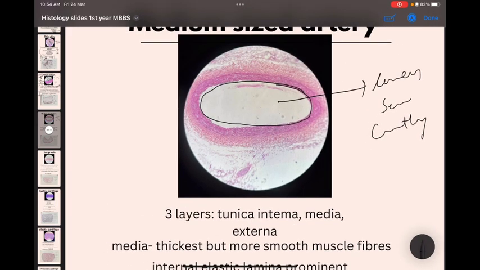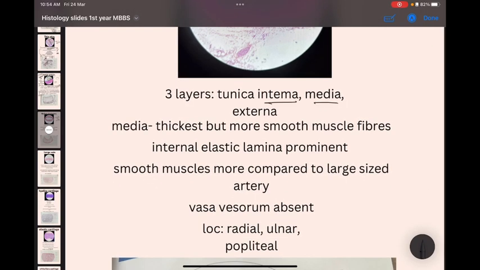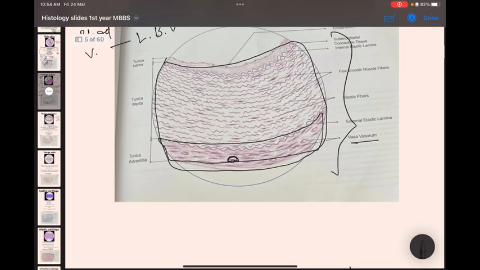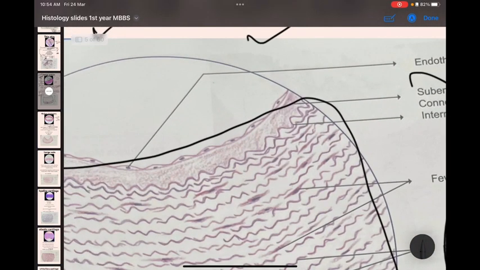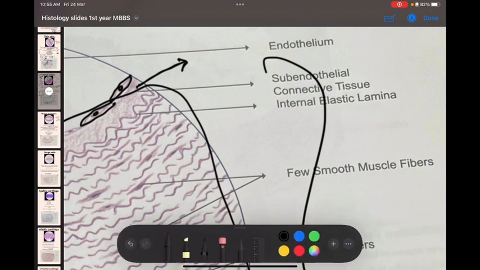You can identify it by complete lumen. 3 layers again: intima, media, externa. Media is again the thickest, but here smooth muscle fibers are more. Okay. Now I did not tell you about this thing, right? I did not explain to you about the diagram. So the first thing you have to write is the endothelium. These are squamous flat cells, endothelium. And then we have to write a connective tissue layer. This connective tissue layer is called subendothelial connective tissue.